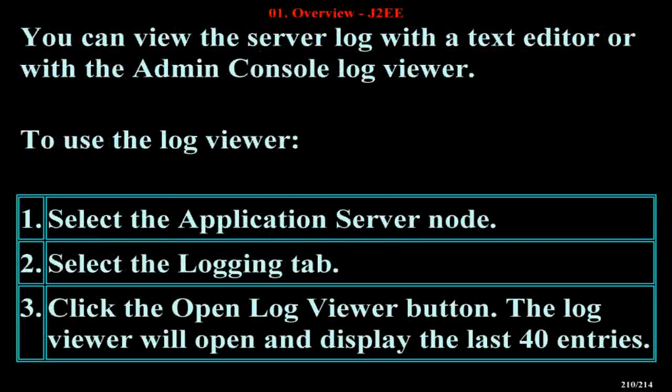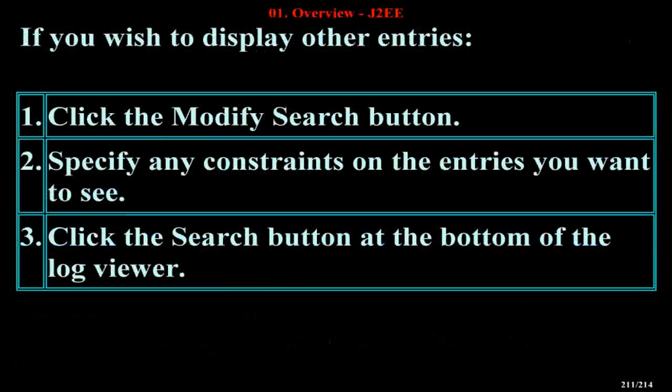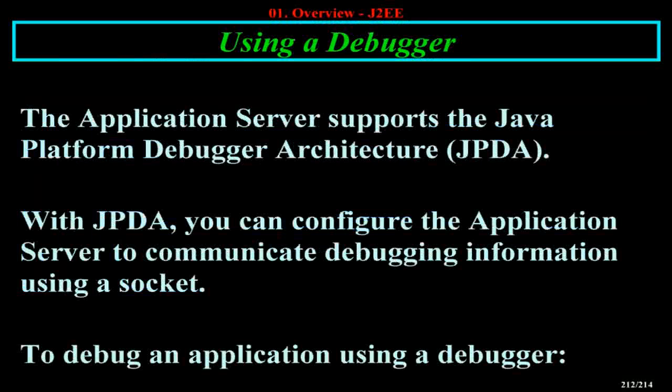To use the log viewer: 1. Select the application server node. 2. Select the Logging tab. 3. Click the Open Log Viewer button. The log viewer will open and display the last 40 entries. If you wish to display other entries: 1. Click the Modify Search button. 2. Specify any constraints on the entries you want to see. 3. Click the Search button at the bottom of the log viewer.